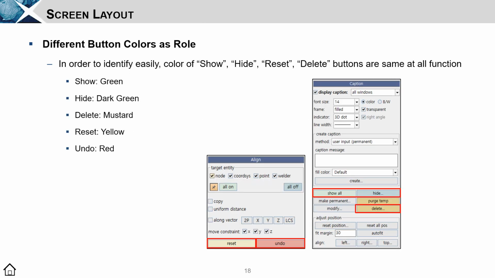The SRFT displays the different colors of the buttons by function. It is to easily understand the type of function just by color. For example, it is green to show, dark green to hide, mustard to delete, yellow to reset, red to undo.